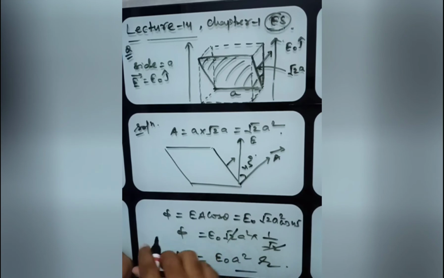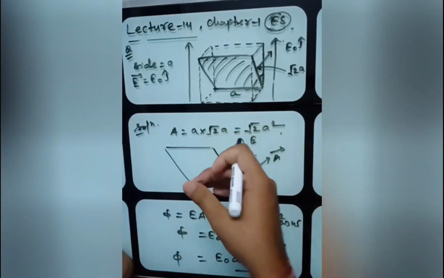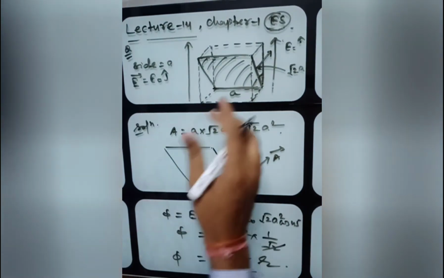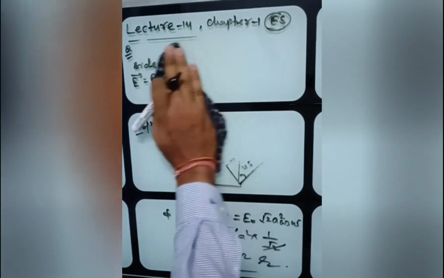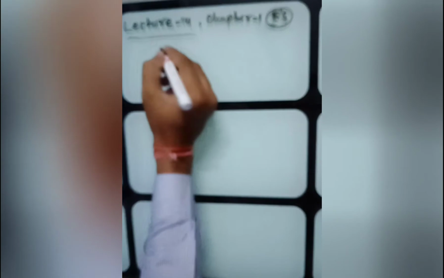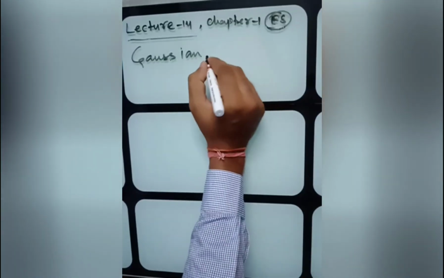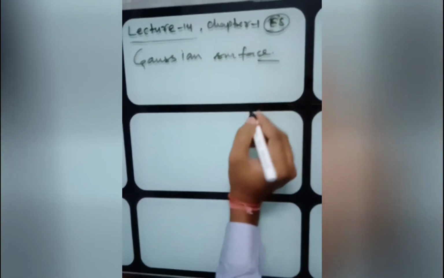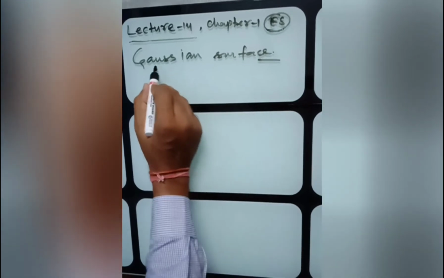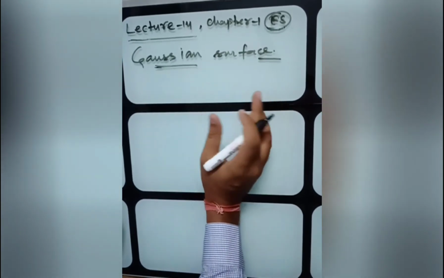Okay. Now students, we will talk about the Gauss law. To study the Gauss law, student, we should have a concept of Gaussian surface. Okay, Gaussian surface. The name of this physicist was Carl Friedrich Gauss. He has been given this particular law.